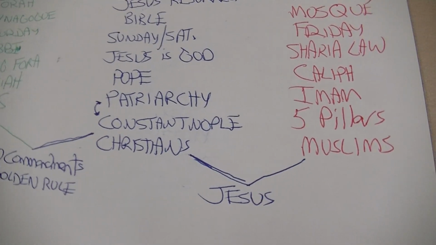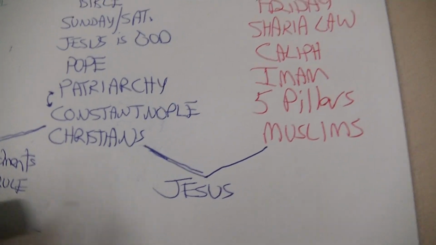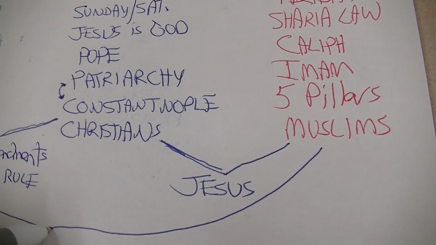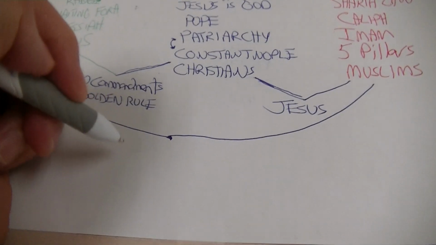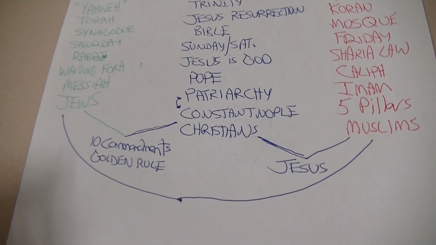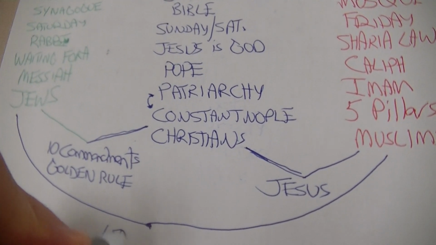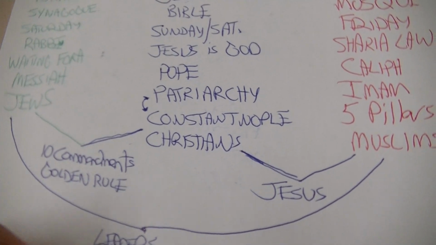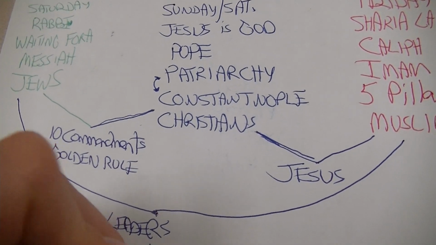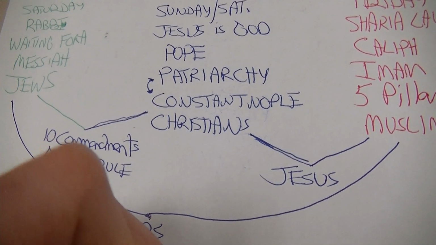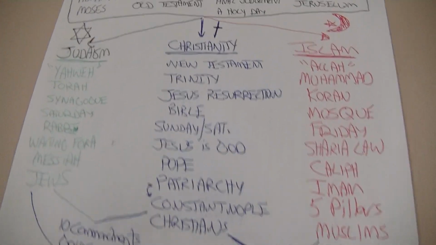All right. Now let's take the Jews and the Muslims. What do they have that's the same? All right. Really, the Holy Land, we said that at the top. But just particular those two, how about this one? Their leaders require no training. Many Christian churches require a schooling or some type of training. That's right. There you go.